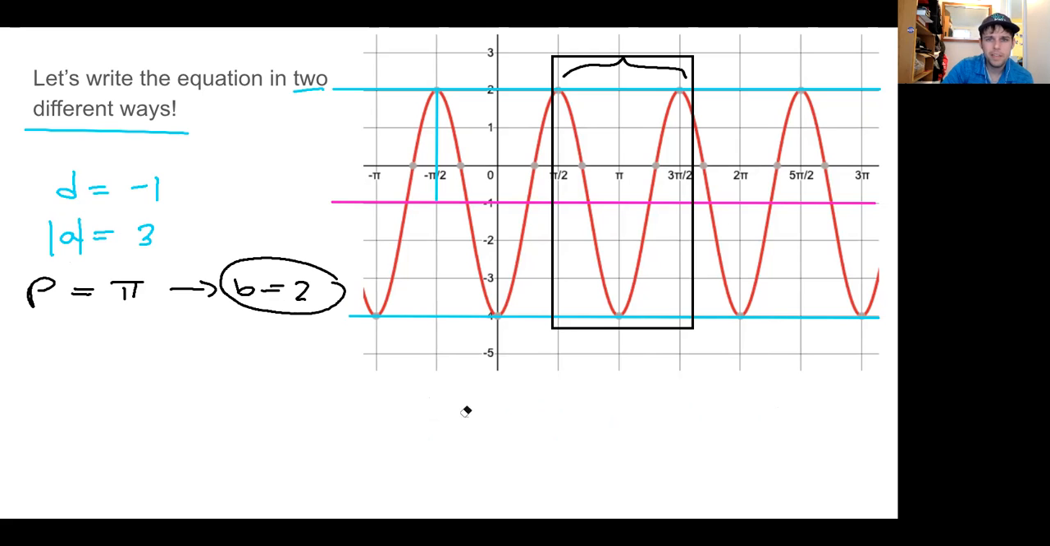Great. From here, we need to figure out the phase shift. How far do we move over from 0? We moved over to the right, pi over 2. Instead of starting at 0, we move to the right, pi over 2. So that means that our c value is going to be pi over 2. And when we write that equation, it'll be x minus pi over 2.